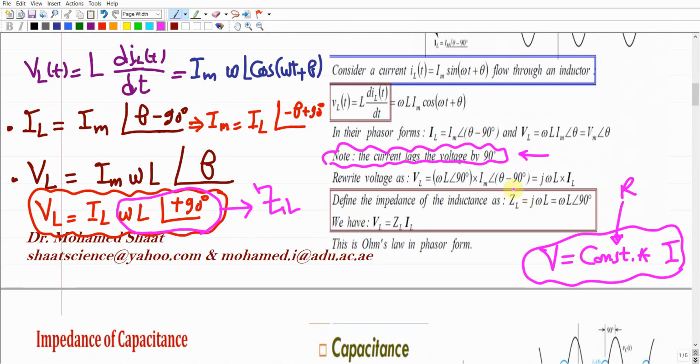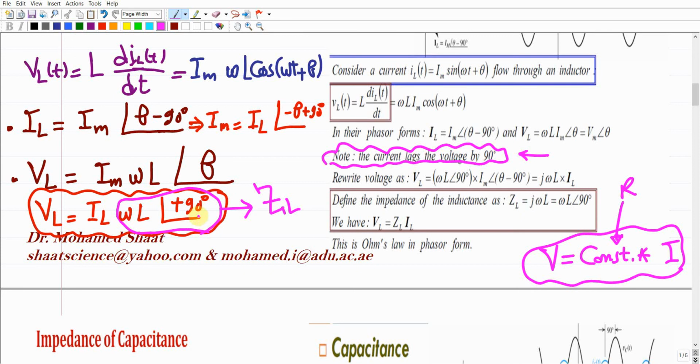So by representing this ZL, as you can see, I'm presenting it as J omega L, where J is the square root of negative 1. This is equivalent to the angle 90, because if we convert this one into cosine and sine, the cosine 90 is 0 and the sine 90 gives 1. So that's why you're going to have an imaginary. This is going to be imaginary.